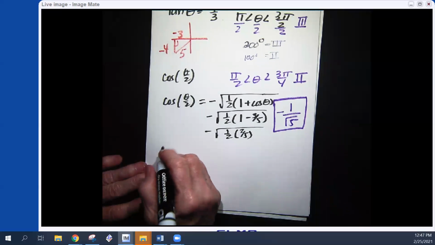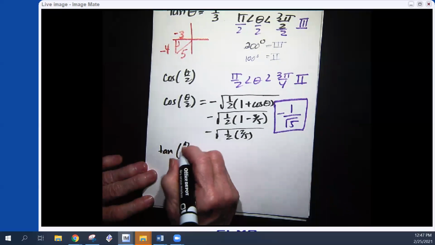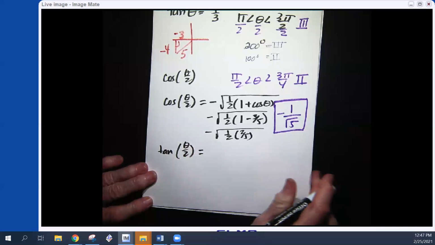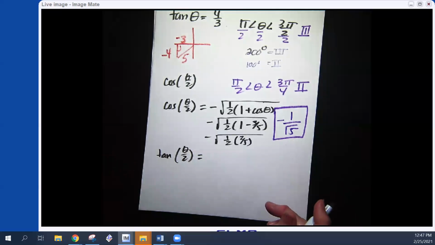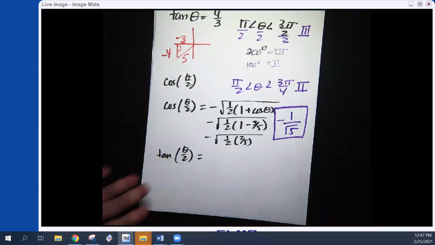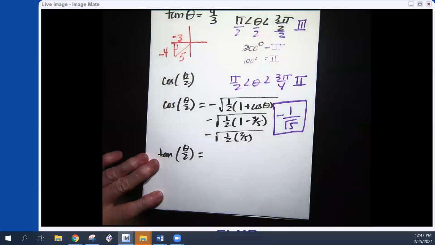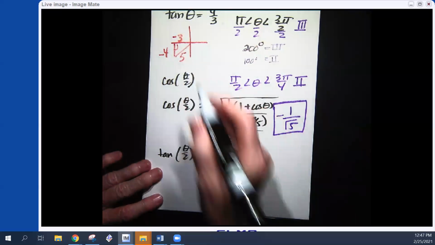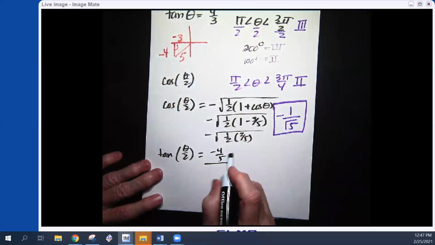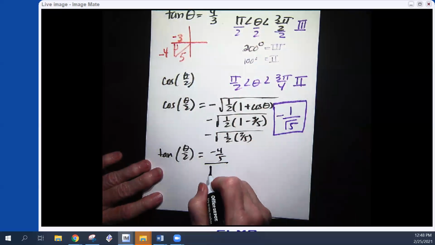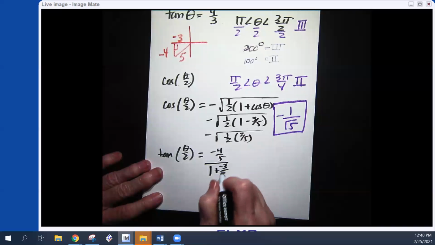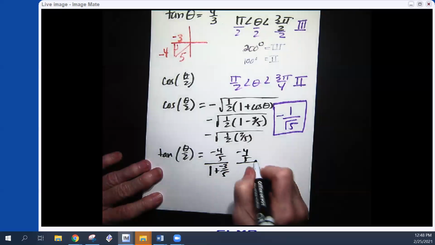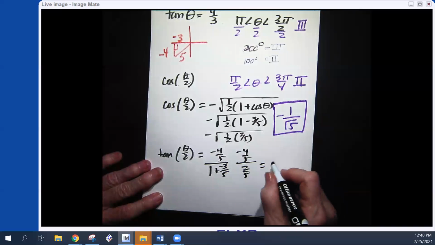All right, if I want the tangent of the half angle, take one of them that you want to, and it doesn't matter which one that you choose to do with this problem. So if I said I wanted to do the sine of the angle, and the sine of this angle is going to be -4/5 divided by the 1 plus the cosine, so 1 plus -3/5. So -4/5 divided by 2/5, which is -2.